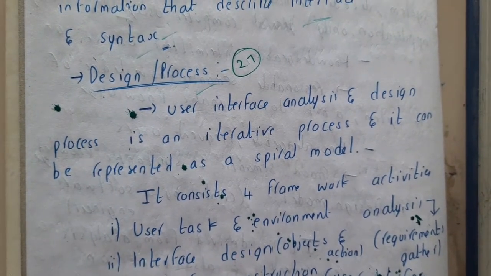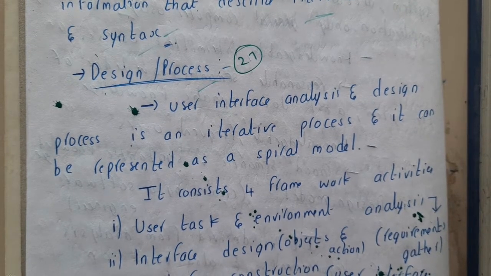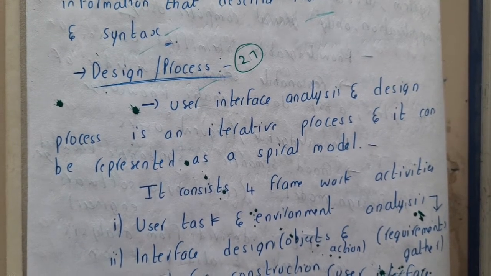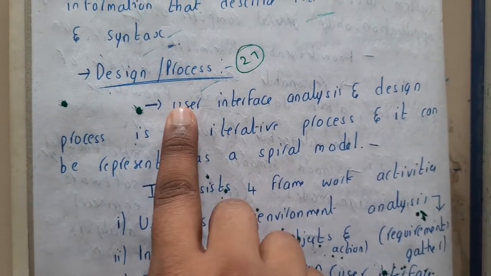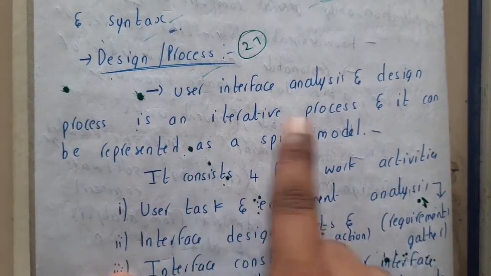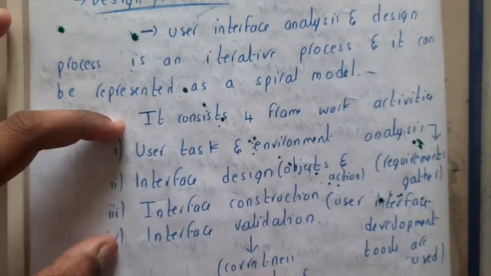In this lecture, let us go through the process in which the developers will be analyzing and designing the user interface, guys. They will be following a spiral model with 4 steps. User interface analysis and design process is an iterative process and it can be represented in a spiral model. It consists of 4 framework activities.